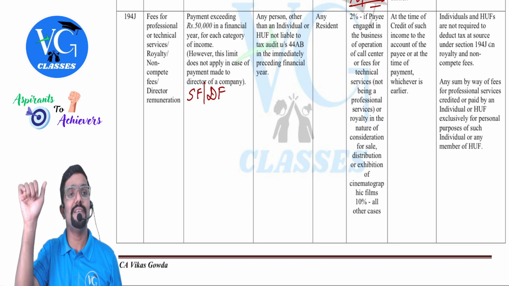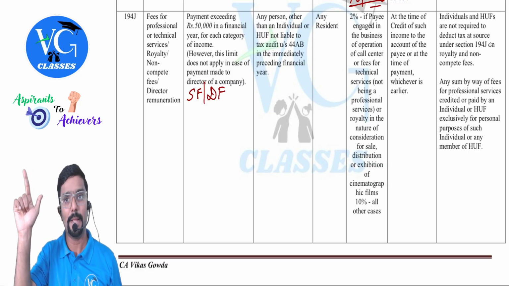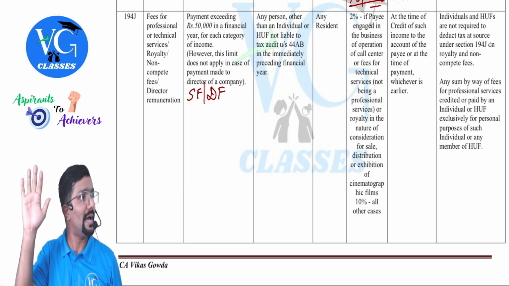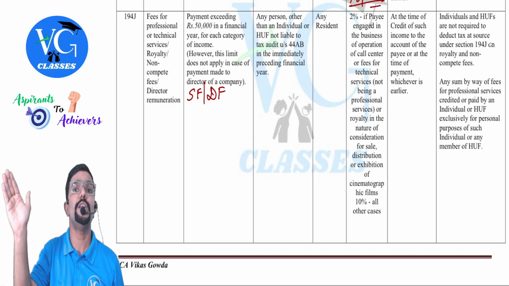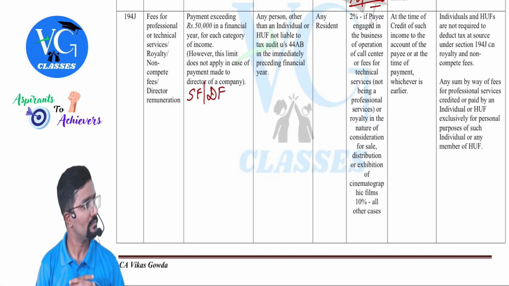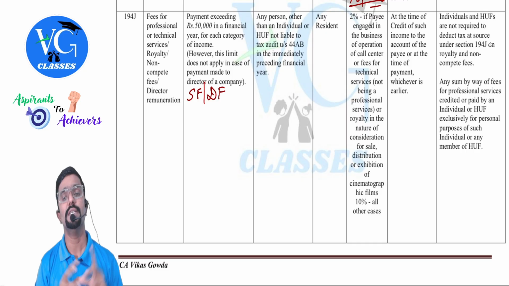Whereas whatever he is receiving as sitting fees or director's fee in the capacity of director for attending board meeting, where is it taxable for him? Other sources. TDS has to be deducted by the payer under which section? 194J. Important. I had made you guys write a chart for this. Hope you can recall it.